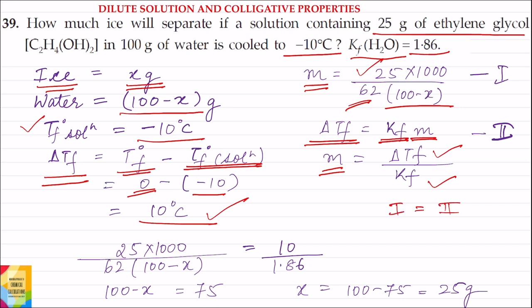Putting the values, we get 25 into 1000 divided by 62 into in brackets 100 minus x is equal to 10 divided by 1.86. Solving, 100 minus x is equal to 75 gram. Therefore, x is equal to 100 minus 75, that is 25 grams. So, amount of ice that separates out from a solution of 25 gram of ethylene glycol in 100 gram of water when it is cooled to minus 10 degree centigrade is 25 gram.